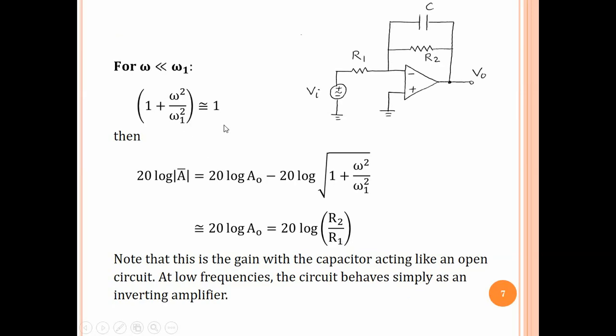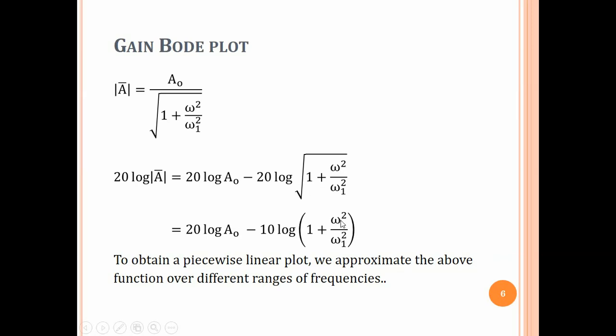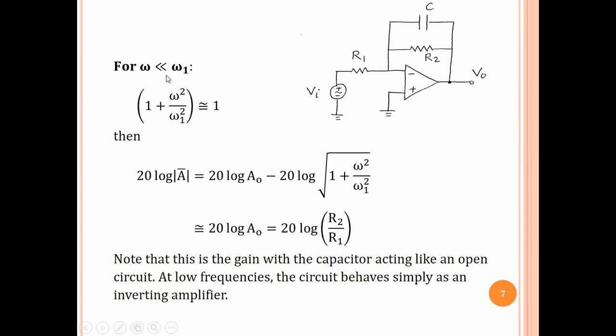Let us look at this function for frequencies omega much less than omega 1. Omega 1 is 1 by R2C, so that's a known quantity. What happens to this expression if omega is much less than omega 1? That is our starting point. If omega is much less than omega 1, then 1 plus this can be approximated as simply 1. If omega is, let's say, 100 times or even 10 times less than omega 1, we ignore this term, so you get 1. Then 20 log of A equals this, and log of 1 is of course 0. So we just get 20 log A0, which is 20 log R2 by R1, because A0 is equal to R2 by R1.